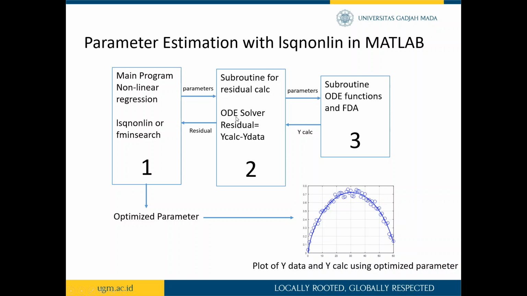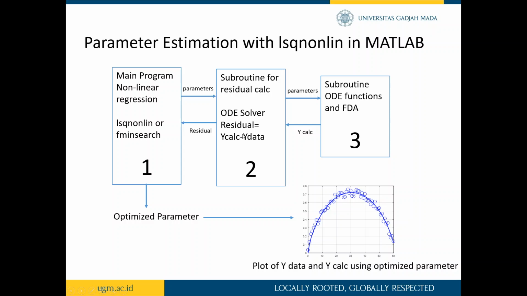And then, in order to calculate residuals, the difference between y calc and y data, for this case we also need to add an ODE solver, just like our previous exercise. And in the ODE solver, you need to define another subroutine. This is M file number 3, and it contains the ODE functions and finite difference approximation. So the parameter is passed from program number 1 to program number 2 and then to program number 3. And in return, you will obtain y calc from program number 3, and then you will get residuals by taking the difference between y calc and y data. This is later used to compute the value of the residual sum of squares, or SSE.